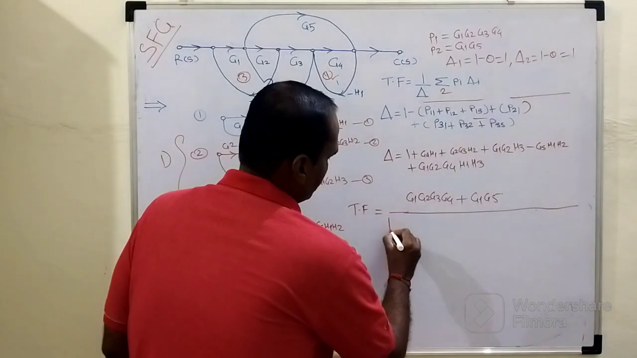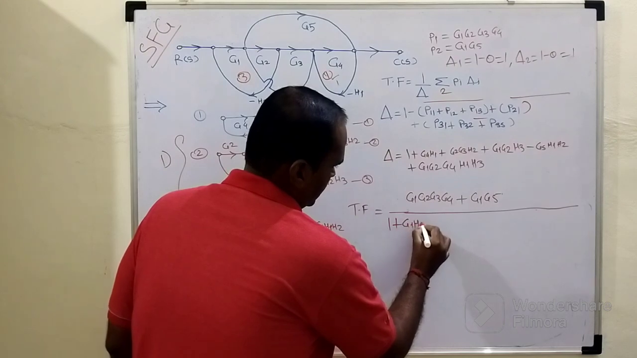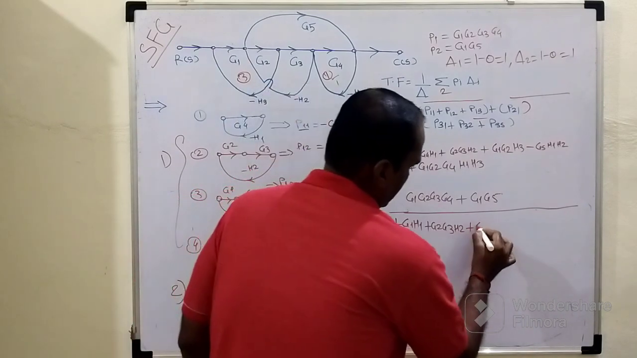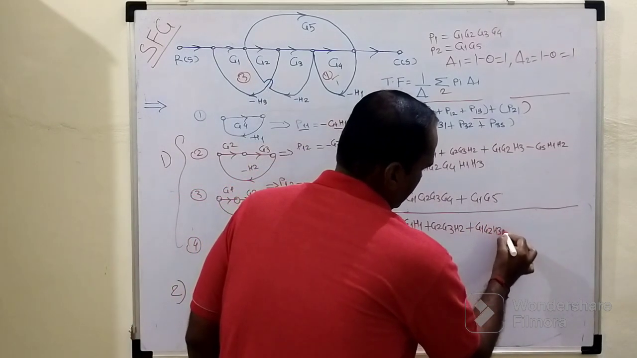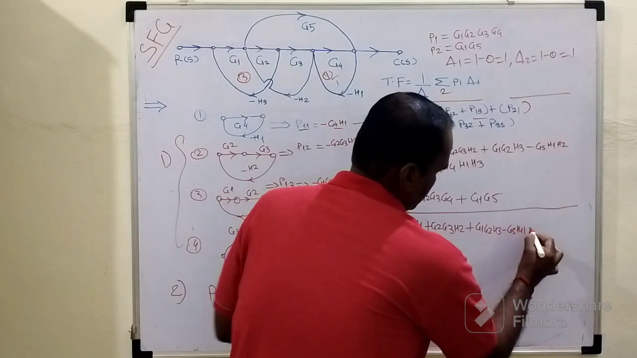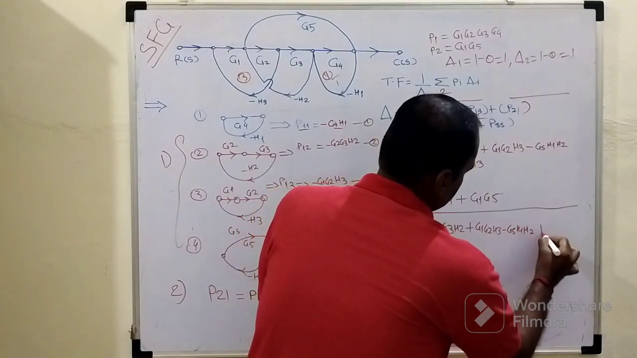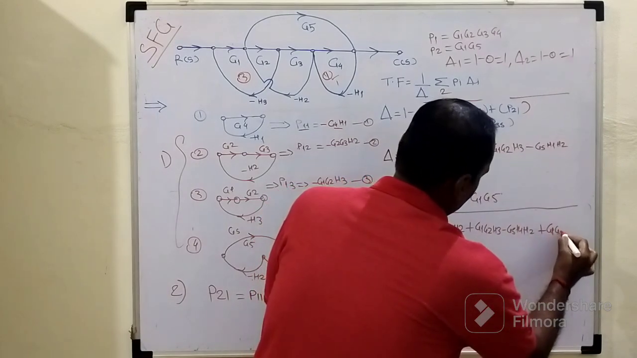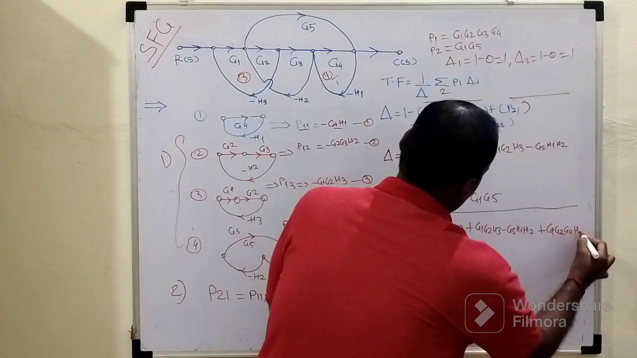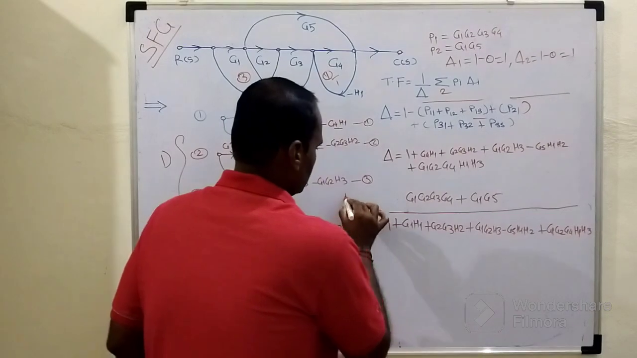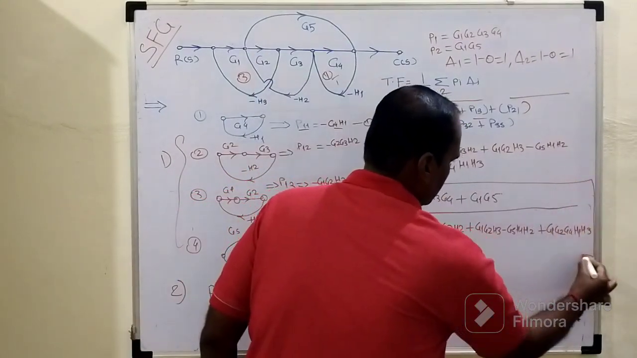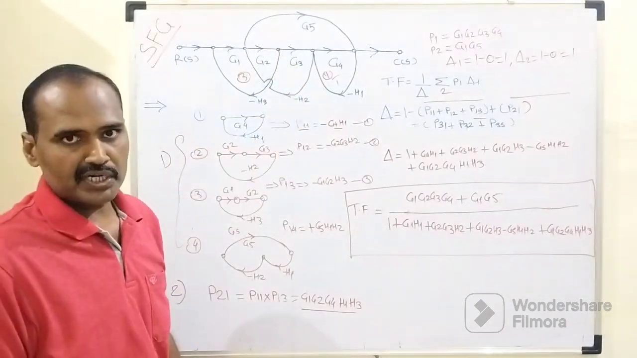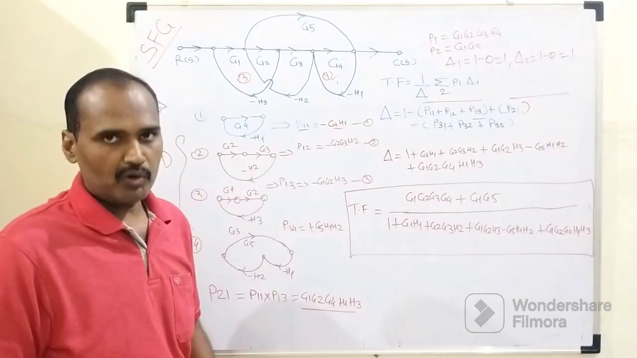So here delta will become 1 plus G1 into H1 plus G2, G3 into H2 plus G1, G2, H3 minus G5, H1, H2 plus the summation of the first two non-touching loops. Their overall statement is G1, G2, G4 into H1, H3. So this whole term can be called the transfer function of this signal flow graph representation with the help of Mason's gain formula, right?